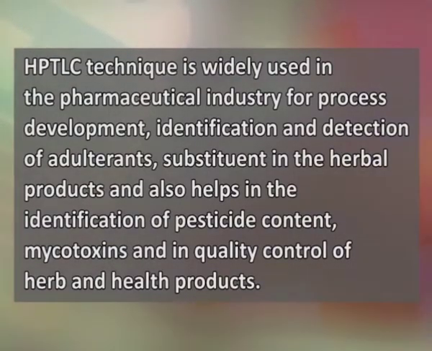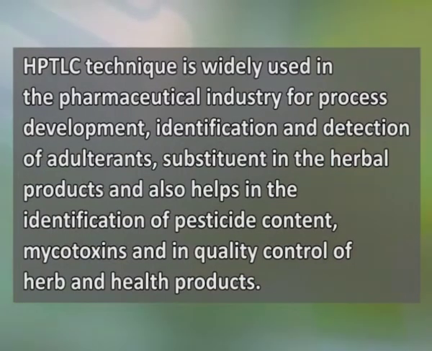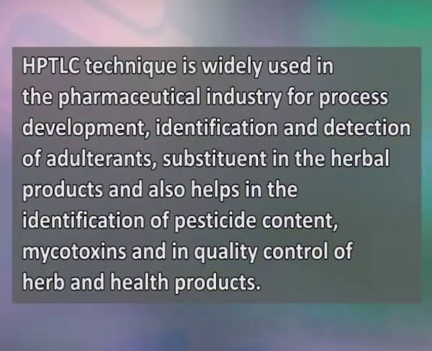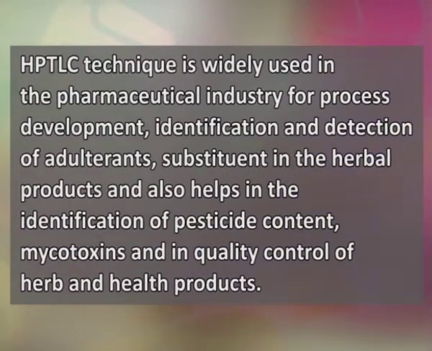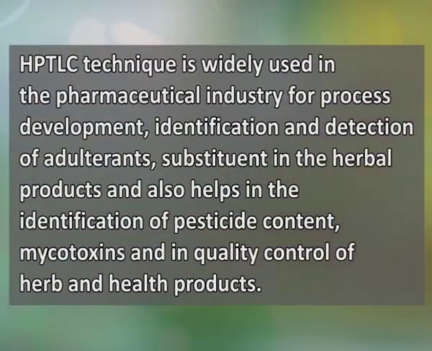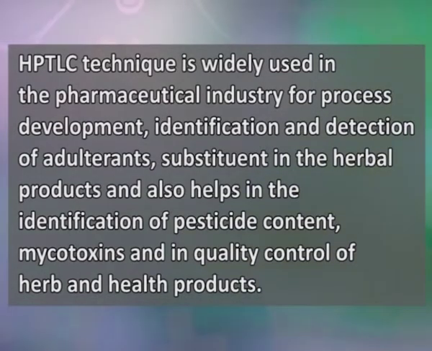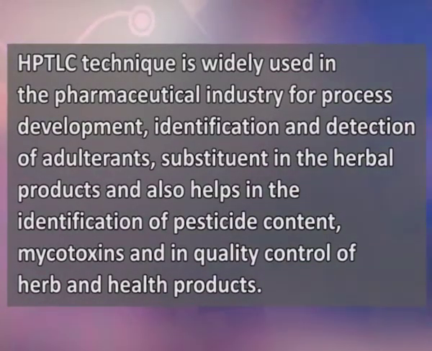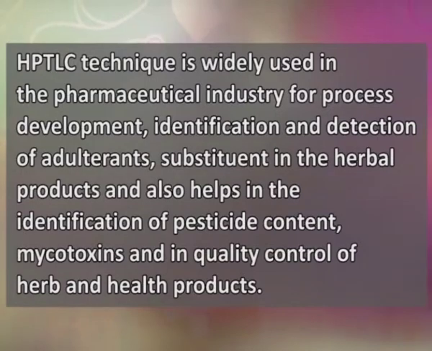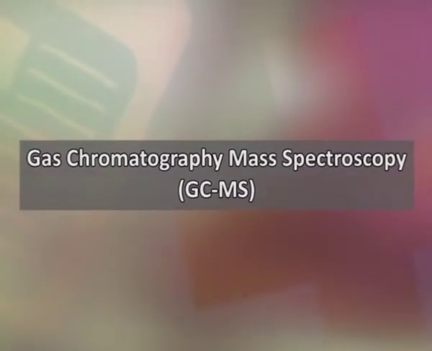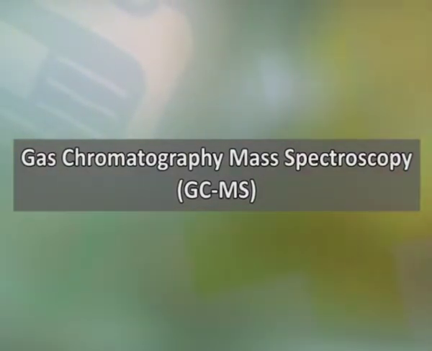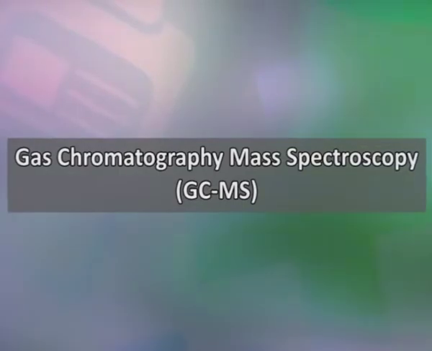HPTLC technique is widely used in the pharmaceutical industry for process development, identification and detection of adulterants and substituents in the herbal products, and also helps in the identification of pesticide content, mycotoxin and in quality control of herb and health products. Third one is gas chromatography mass spectroscopy, generally known as GCMS.